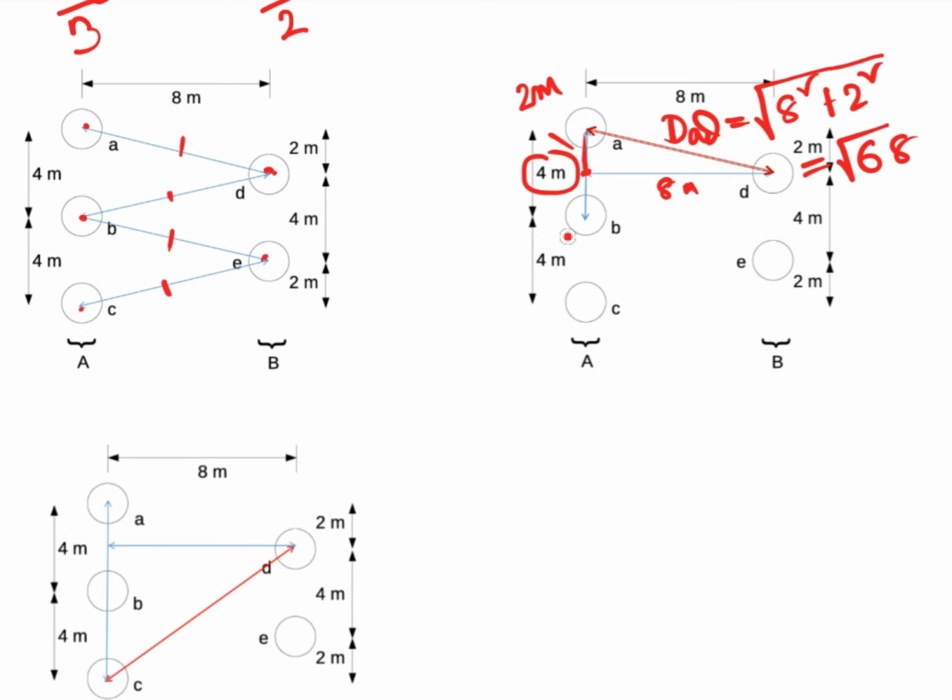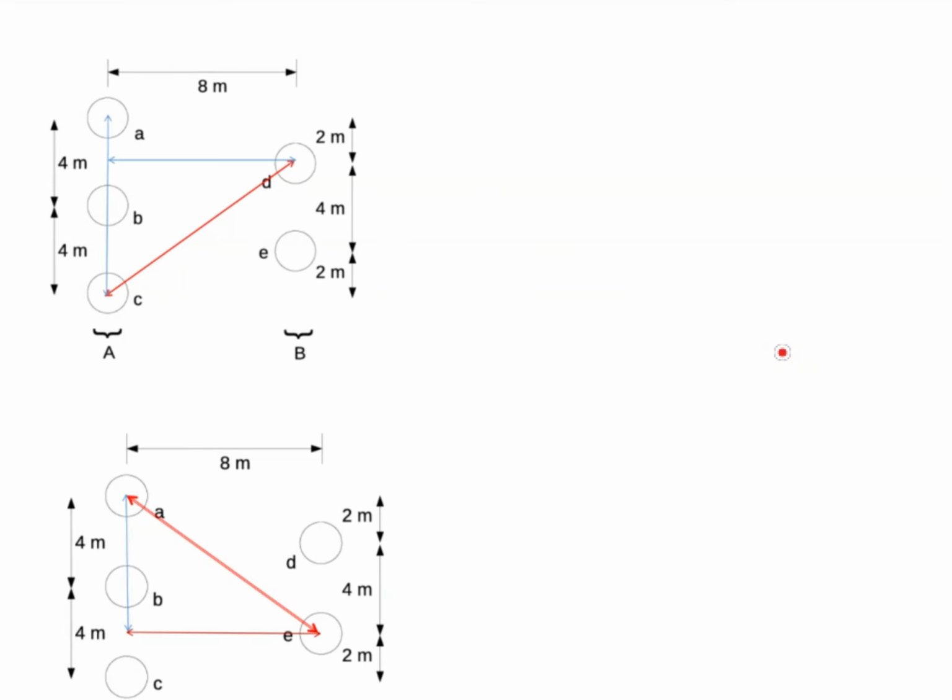It means distance AD is equal to BD is equal to BE is equal to CE. All these 4 are equal, so this is square root of 68. Okay, another distance from D to C.